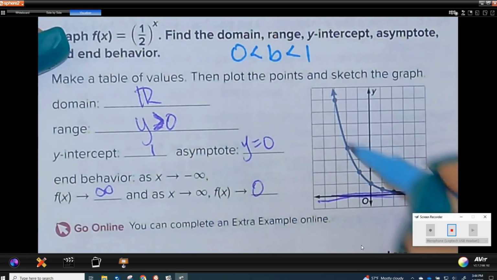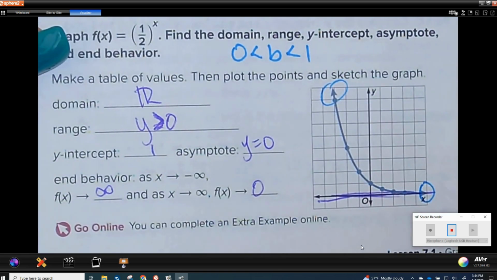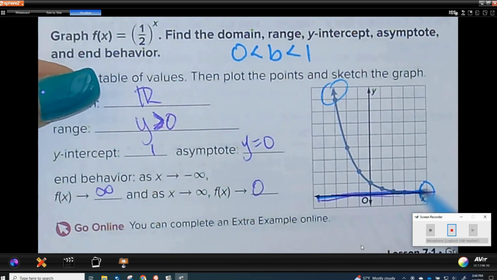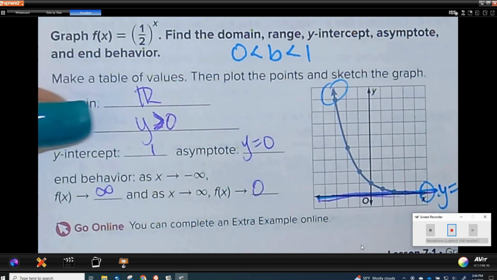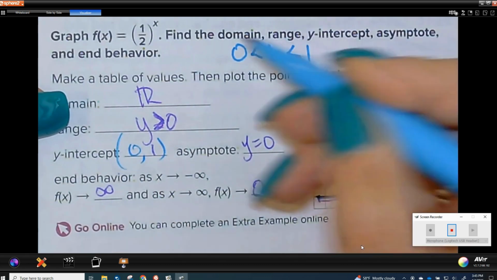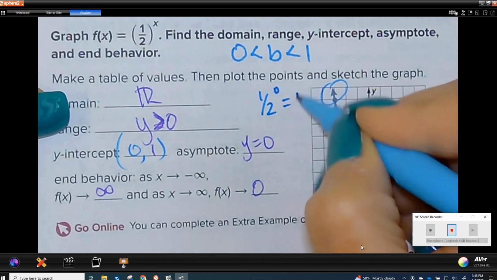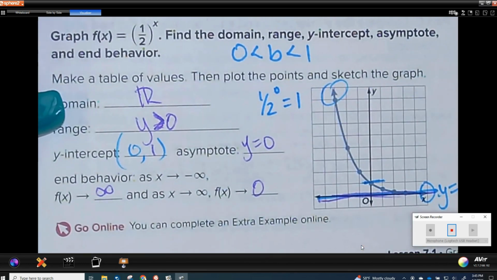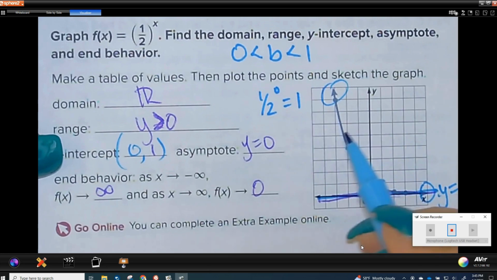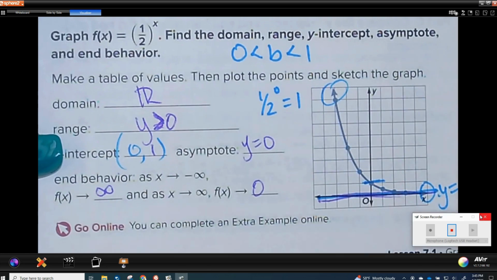So all real numbers are your domain because of these arrows. Your range is above the x. This is my asymptote, y equals 0. My y-intercept is 0, 1 right here. Why? Because this is 1/2 to the 0 equals 1. Anything to the 0 is 1. And behavior, this is where it's kind of reflected around the y compared to growth. And behavior is that the left side goes off to infinity and the right side is approaching 0.